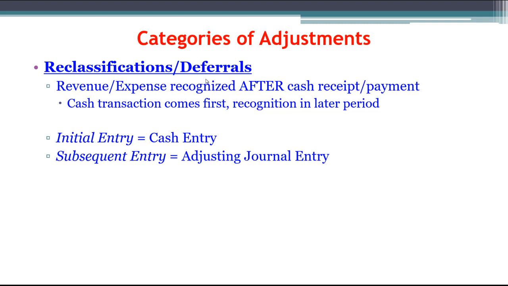The next category is the reclassification or deferral. For this situation, we've already had a cash transaction, and now we need to adjust it to recognize a portion of revenue or expense. So in this situation, the initial entry is a cash entry. That's not the adjusting entry, it's just a cash entry. The later entry is going to be the adjusting journal entry, and it's done at the end of the period.